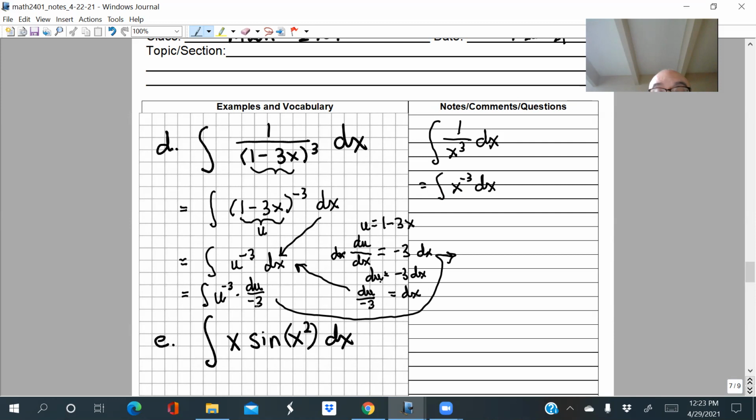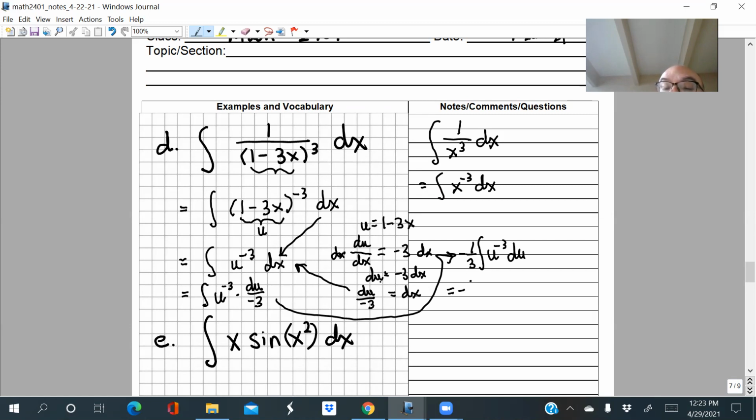Now this is not really -3. This is over -3, right? So yeah, 1 over -3, right? So what you're really factoring out is -1/3, not -3, but -1/3, and then you have u to the -3 du. Wow, so easy now, because this is just a power of the variable.